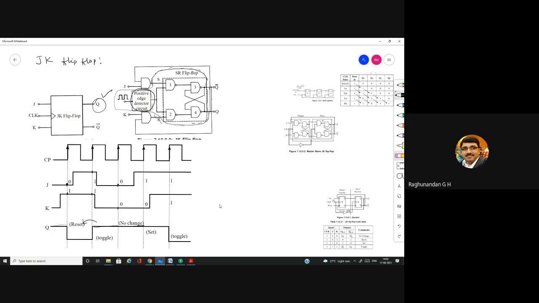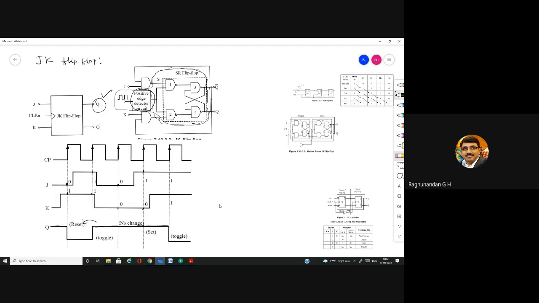And again, when the next rising pulse of the clock comes, it is going to check the values of J and K. So here it was observed J is equal to 1 and K is equal to 0. When J is equal to 1 and K is equal to 0, automatically the output goes to high. So we say the flip-flop is set. So it will be at high, and it is going to continue the same.